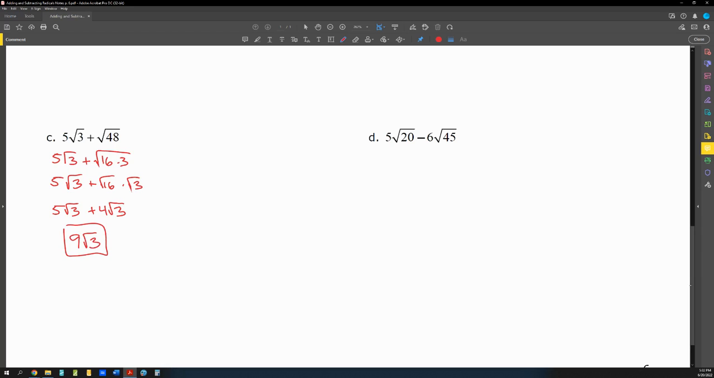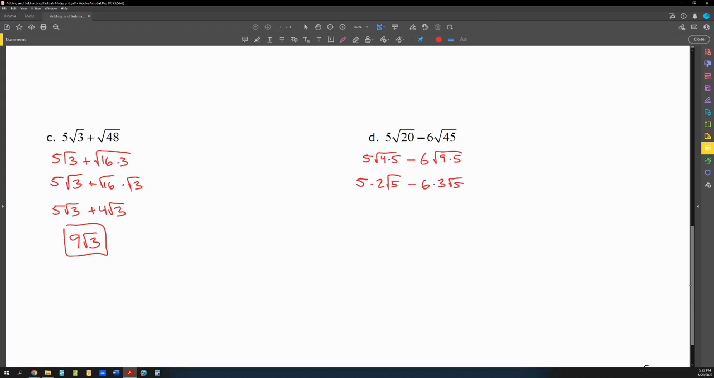And letter D, we have 5 root 20. Well, the square root of 20 can be simplified into the square root of 4 times 5. And then minus 6 root, well, the square root of 45 can be simplified into the square root of 9 times 5. So we have 5 times, well, the square root of 4 is 2. So we get 5 times 2 root 5 minus, and then the square root of 9 is 3. So we have 6 times 3 root 5.